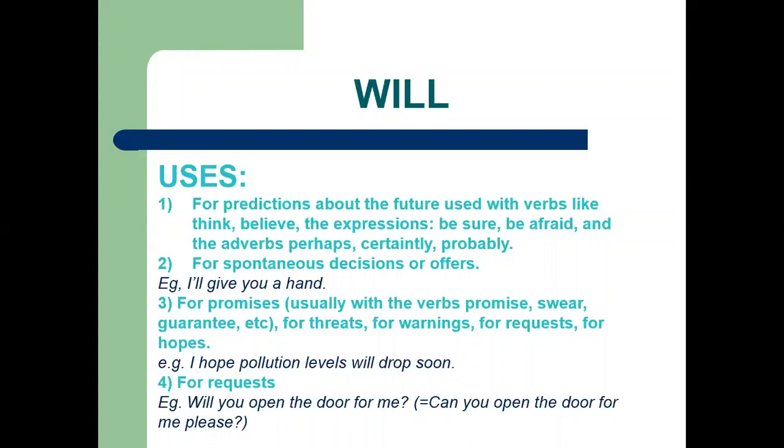Okay, generally use will for predictions about the future. Use with verbs like think, believe, be sure, be afraid, adverb perhaps. So the idea is that when you use will for predictions, these predictions are based on your judgment, on your opinion. If you say, I think it will rain today, it's something that came to mind, but you don't have evidence, right? It's a prediction made based on your personal opinion.